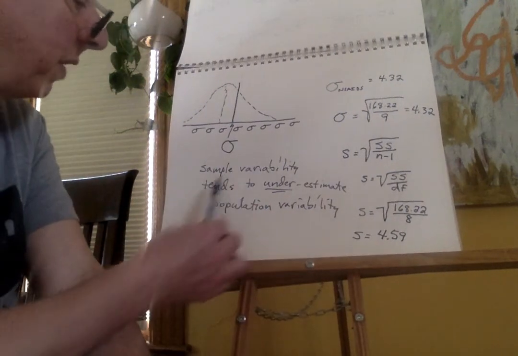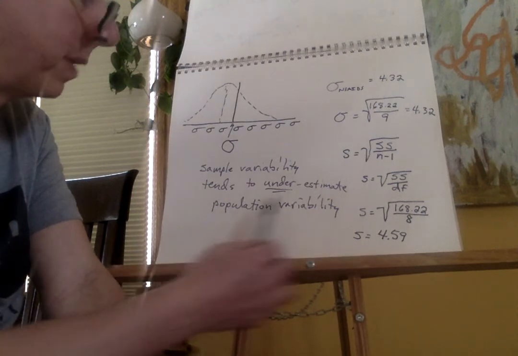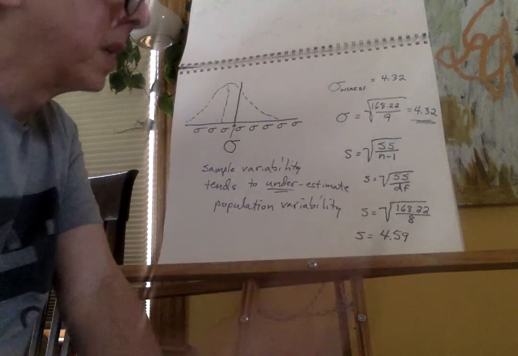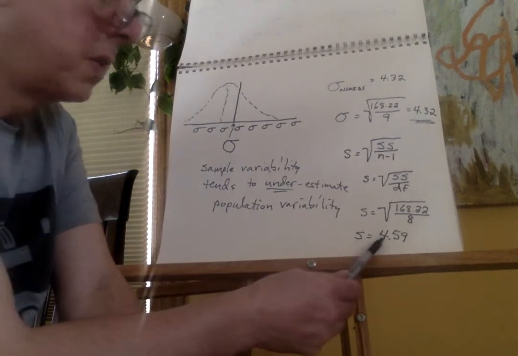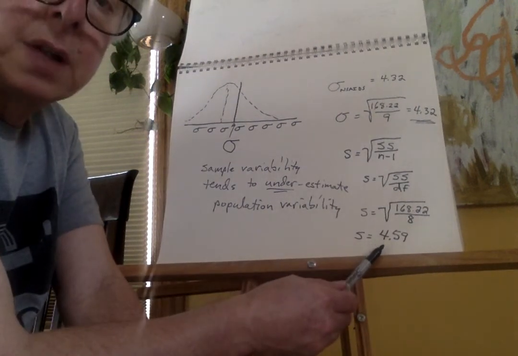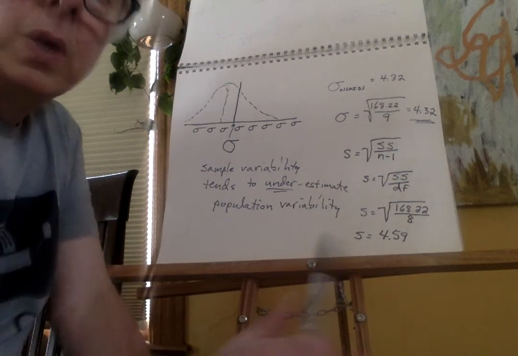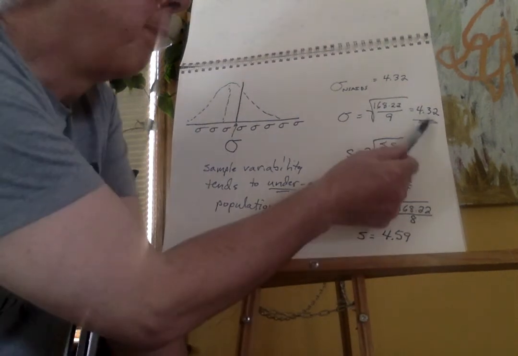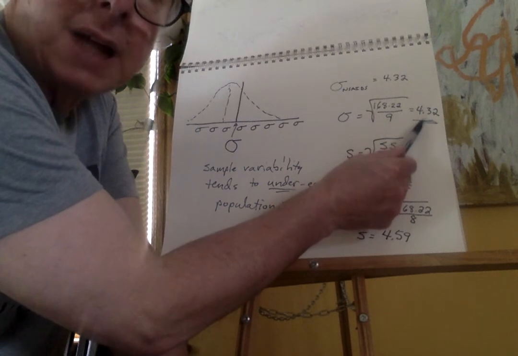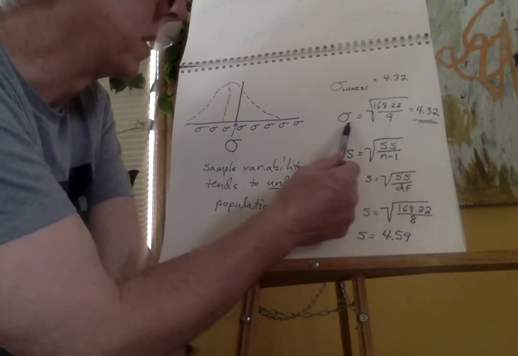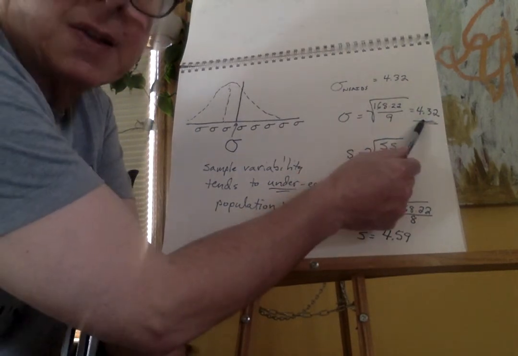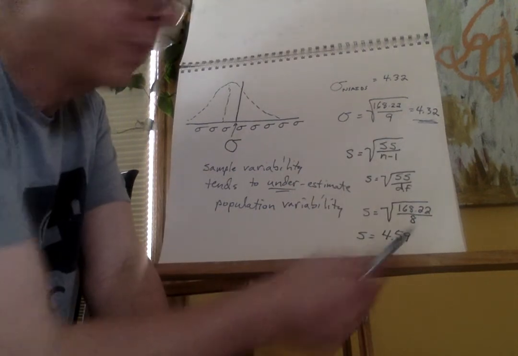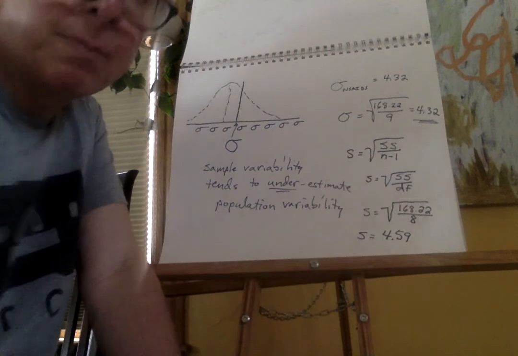If sample variability tends to underestimate population variability, then dividing by n that way gives an underestimate. This is an adjustment that takes care of that. When you read Section 4.5, it'll say this is the unbiased estimate for sigma, whereas the earlier one is a biased estimate. Why is it biased?